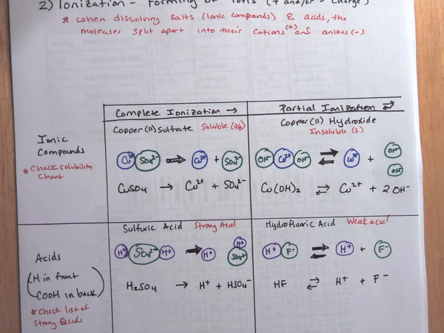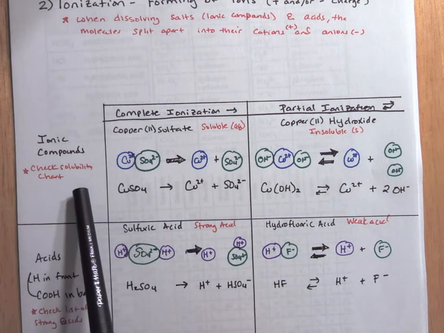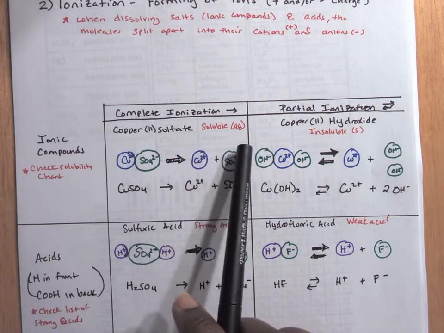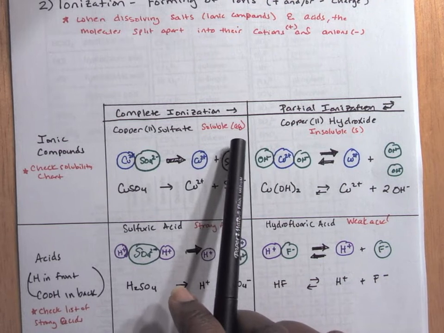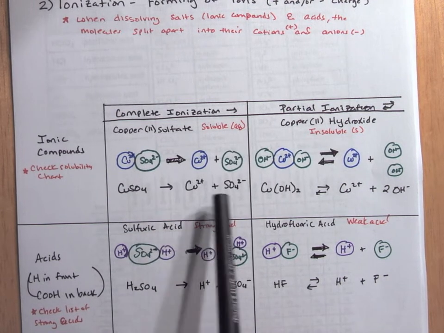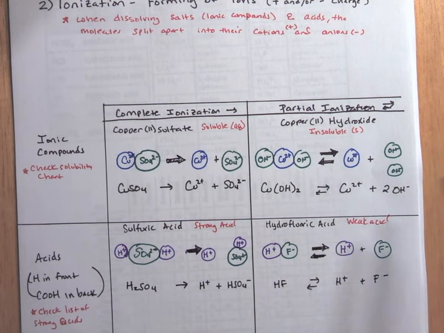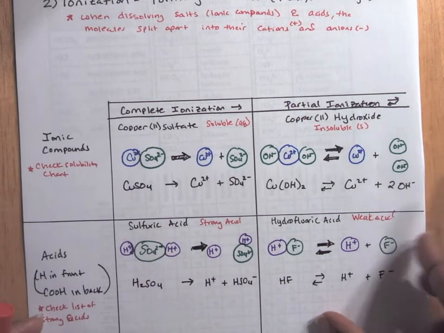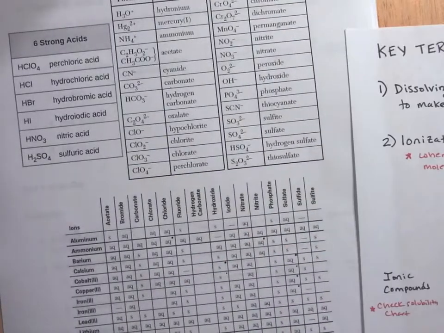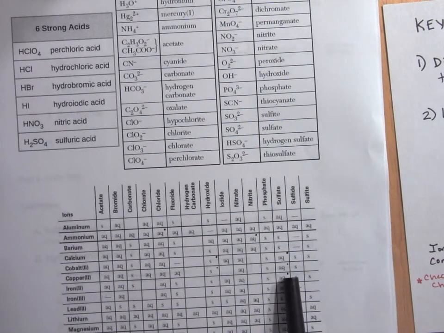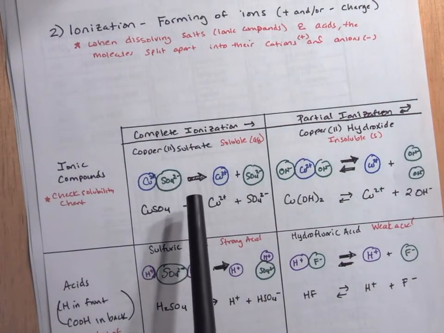So how can you tell whether you have a complete or partial ionization? For ionic compounds, we check the solubility chart. If the salt is soluble, meaning we would notice it as aqueous on our solubility chart, then it completely ionizes or splits apart. And if it's insoluble, which we would see as a solid on our solubility chart, it would be partial. For example, copper 2 sulfate: here's copper, and then scrolling over to sulfate, we see that it's aqueous, and so we know that this undergoes complete ionization. To represent that, we use a single arrow.